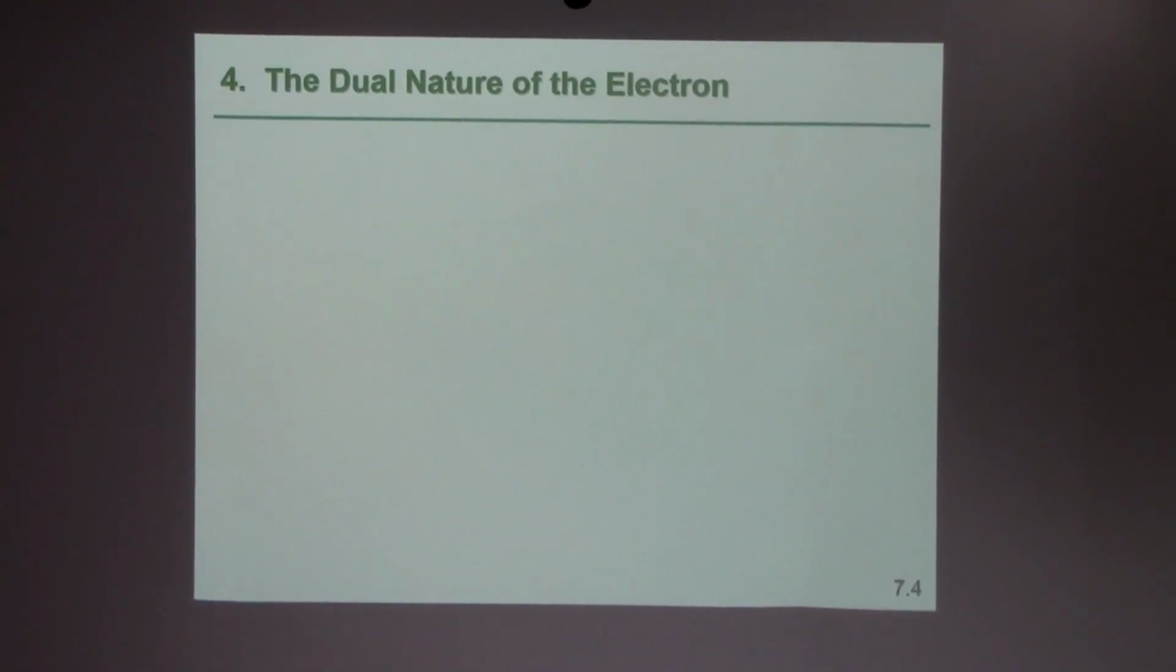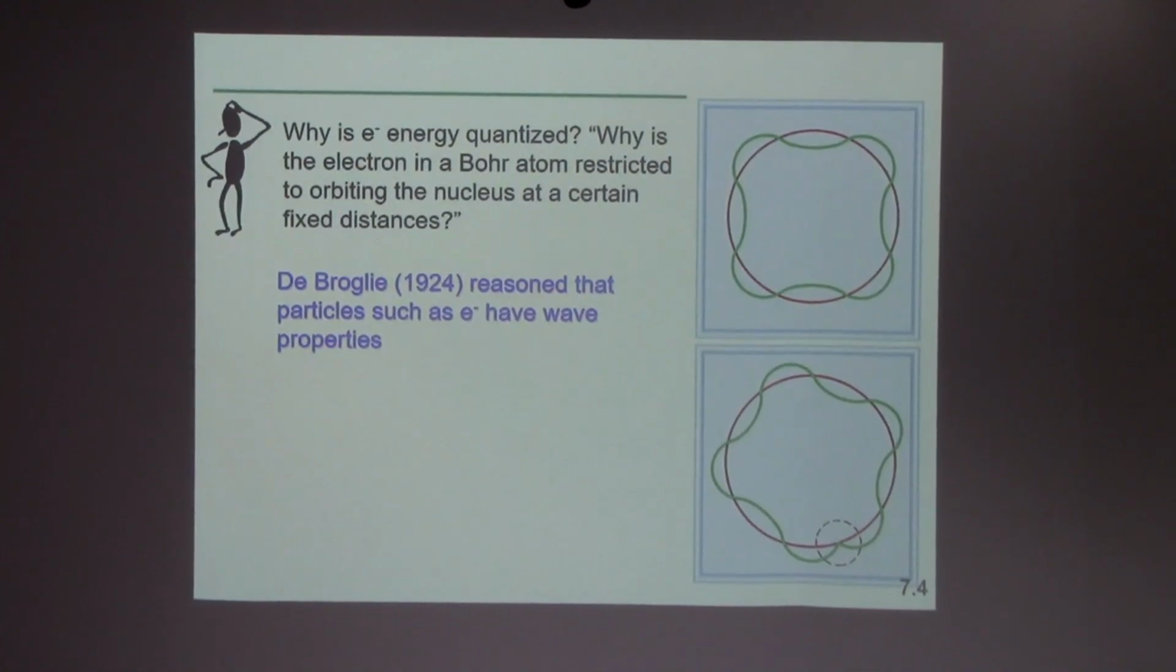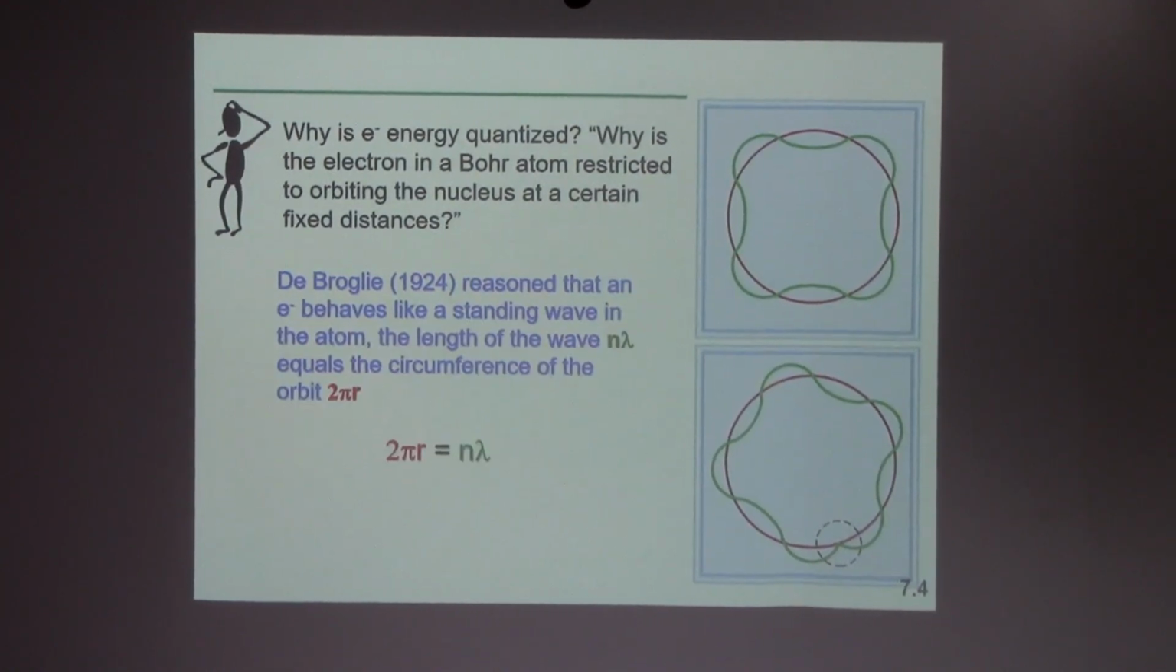Why is the electron energy quantized? Why is the electron in the Bohr atom restricted to orbiting the nucleus at certain fixed distances? De Broglie, in 1924, reasoned that particles, such as electrons, have wave properties. He reasoned that an electron behaves like a standing wave in the atom. The length of the wave, n times lambda, equals the circumference of the orbit, 2 pi r.